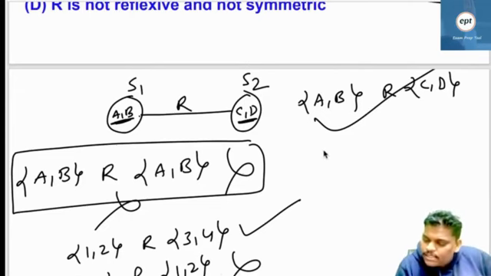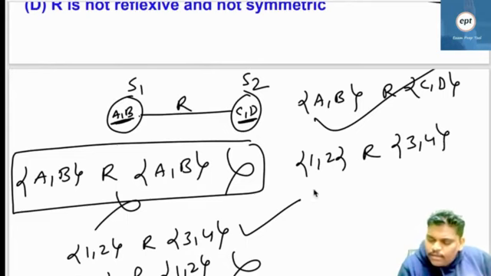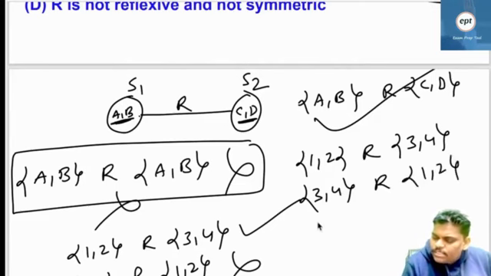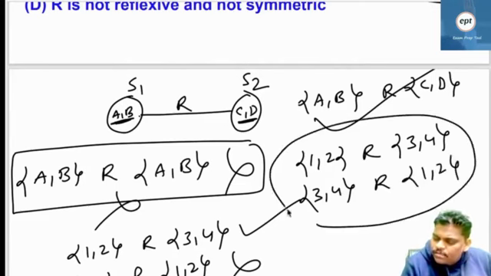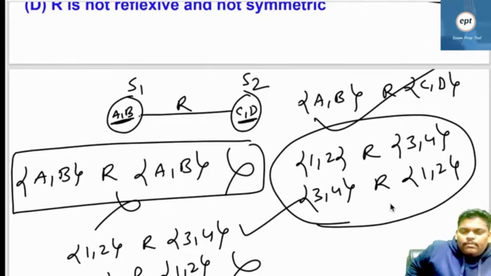Now see the interesting answer. {1,2} maps to {3,4}. In a similar way, {3,4} maps to {1,2}. Can anyone help me now? Is this relation symmetric?